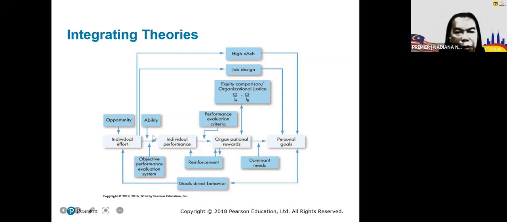They have the performance evaluation criteria, organizational reward, and then reinforcement here. They give reinforcement to the organizational reward or individual performance. Right? And then that is the dominant need here between the organizational reward and the personal goal. Organizational reward is seen in terms of the equity comparison. That's why they look at the equity comparison and organizational justice. Okay? From the individual effort to the personal goal, they have goal-directed behavior. That's the integrating theory.